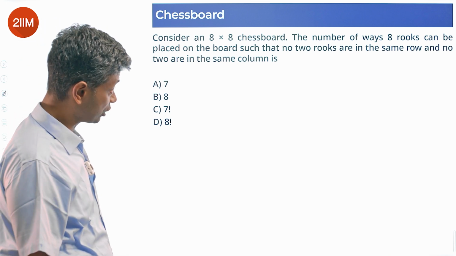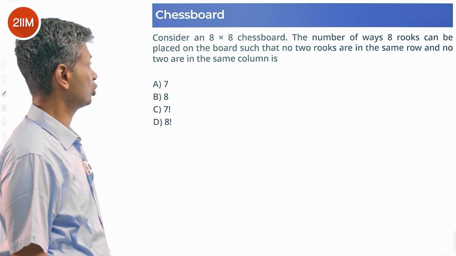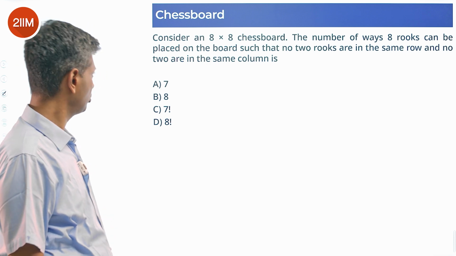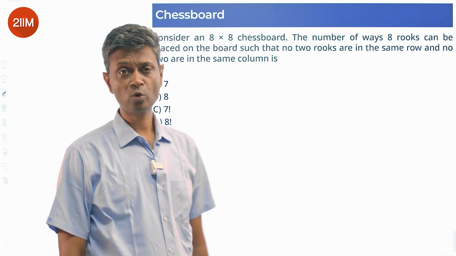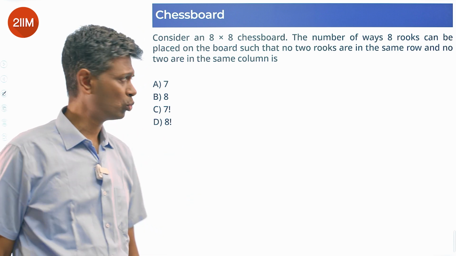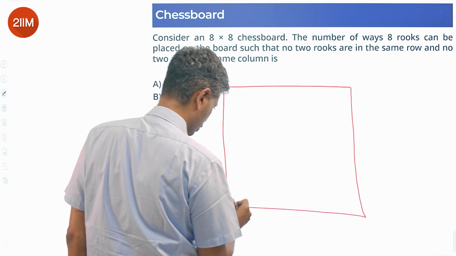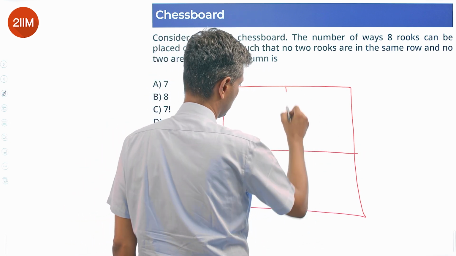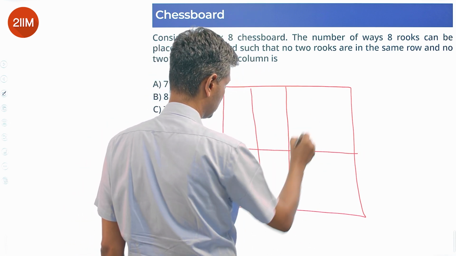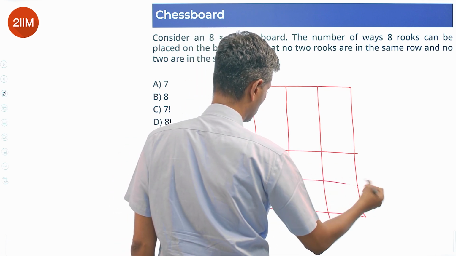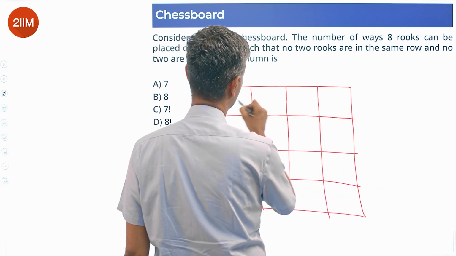Consider an 8 cross 8 chessboard. The number of ways 8 rooks can be placed on the board such that no 2 rooks are in the same row, no 2 are in the same column. Brilliant question. Super challenging. It's called a rook polynomial. And we'll do it by the simplest, juiciest method, taking for granted that this is one of those things that you know. Otherwise, it's very difficult to figure out in the exam hall.